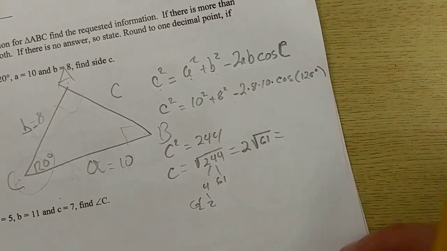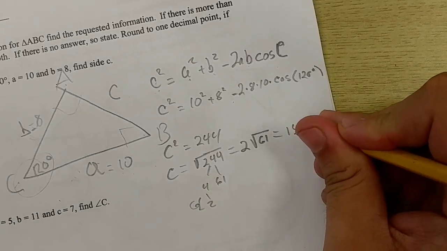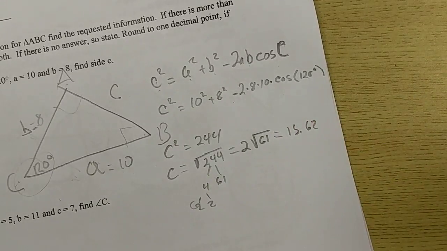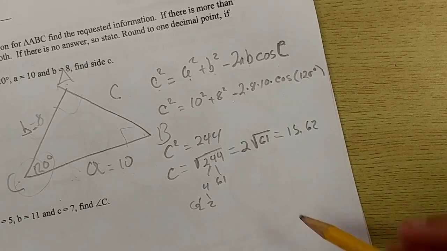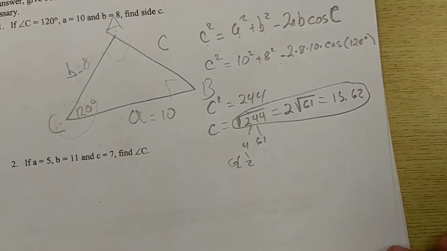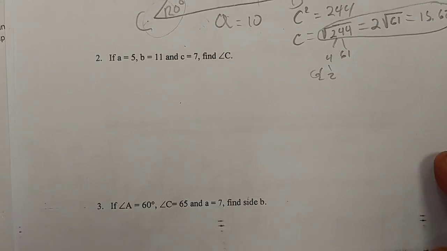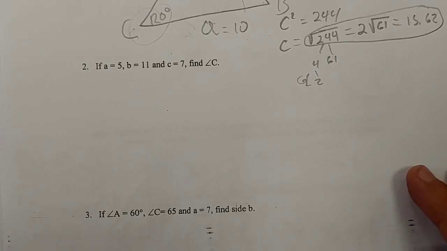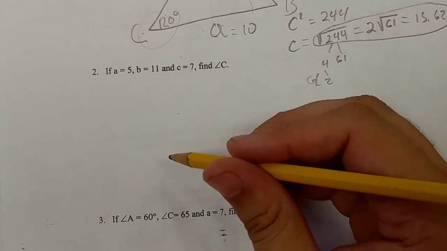Or I'll write your answer as a decimal, which I think was 15.62. Okay. So I might write your answer as either way. Just make sure you know them all. Okay, next one. If A, B, and C equals all that, find angle C.